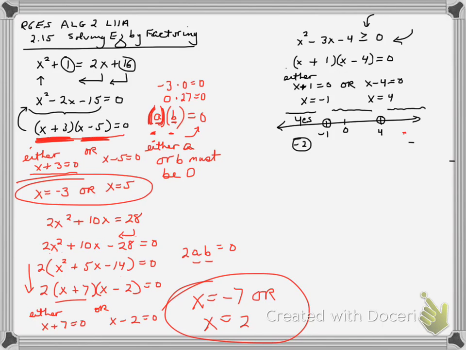Now let's plug in something in this region. Let's plug in 0. I like to work with 0 because it's easy to do the multiplication. 0 minus 4. Is -4 greater than or equal to 0? No. And let's plug something in over here. I don't like large numbers, so I'll take a 5. We get 25 minus 15, that would be 10. 10 minus 4, that would be 6. Is 6 greater than or equal to 0? And the answer, again, is yes.